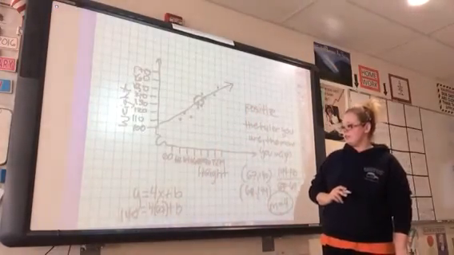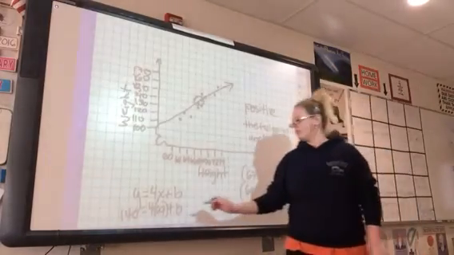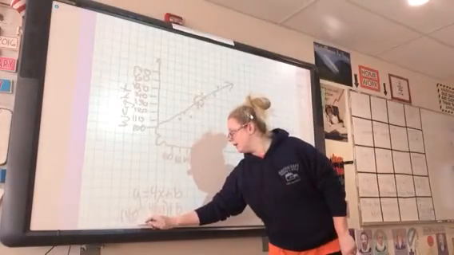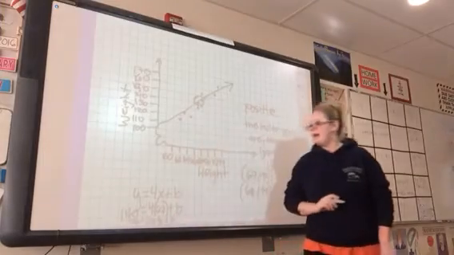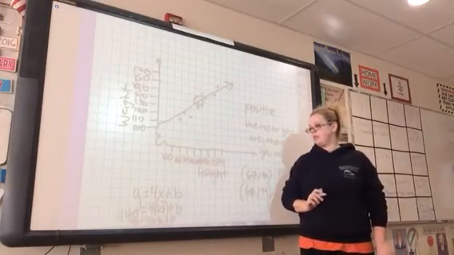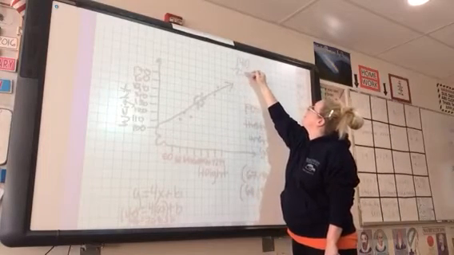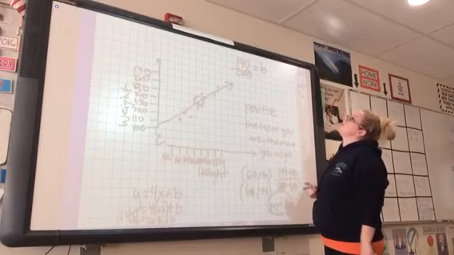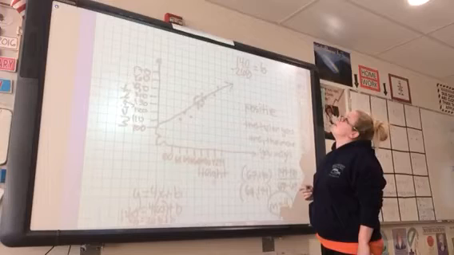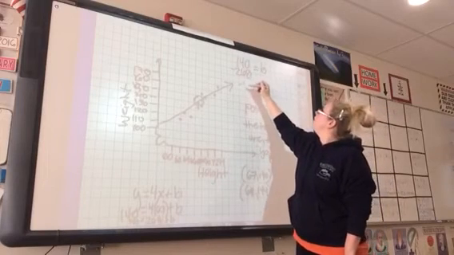So we get 4 times 67, 268. And we get 140 equals 268 plus b. And then we have to subtract the 268. So we get 140 minus 268 equals b. So 140 minus 268 is going to give me negative 128.